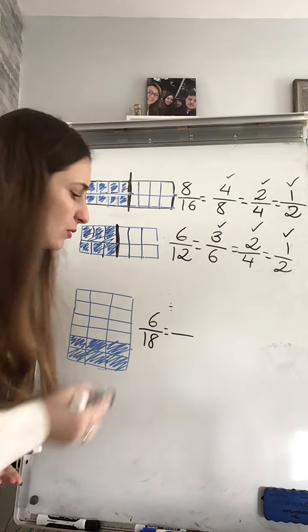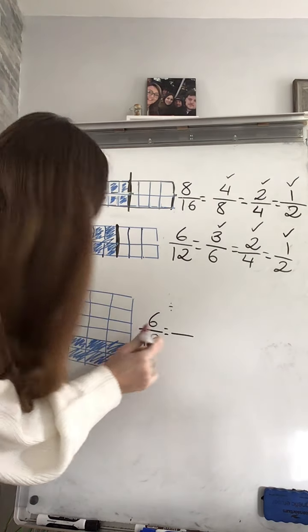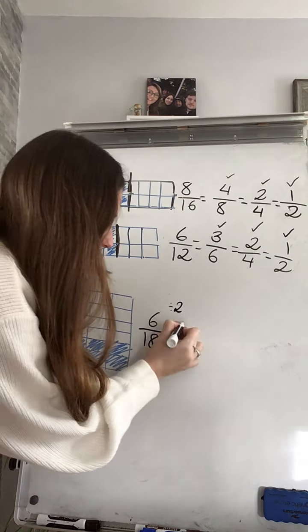Let's start with 2. Is 6 on my 2 times table? Yeah. Is 18 on my 2 times table? Yeah. So let's divide by 2. 6 divided by 2 is 3. 18 divided by 2 is 9.